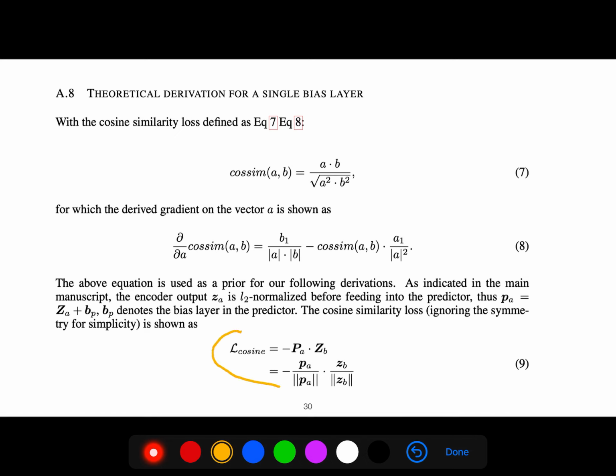So they just use the cosine similarity, but you can also use it symmetric. I mean P of B times Z A, as is done in the BYOL architecture.